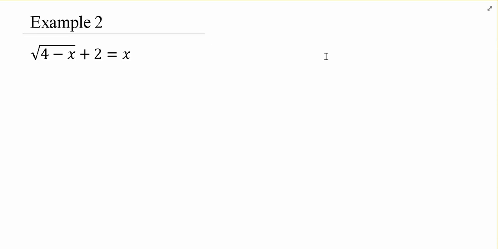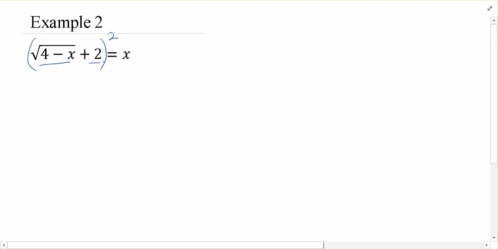Now this next example, we want to step it up in difficulty just a little bit. We don't want to square both sides right now because if we squared both sides right now, we see that we have two terms over here, and we end up getting a middle term, and that middle term would still have a radical in it. And so that's not a good thing.